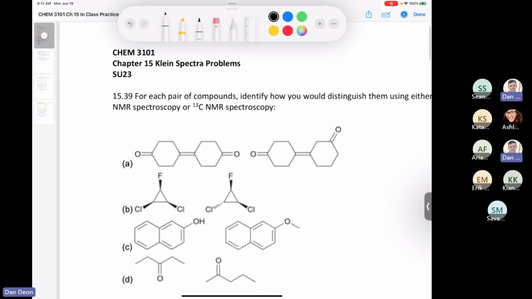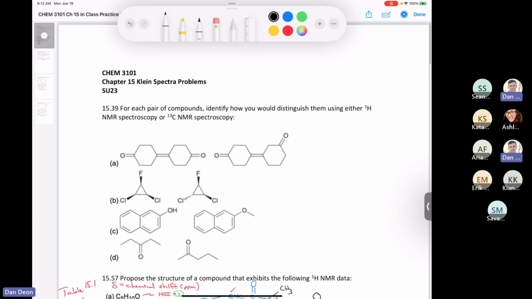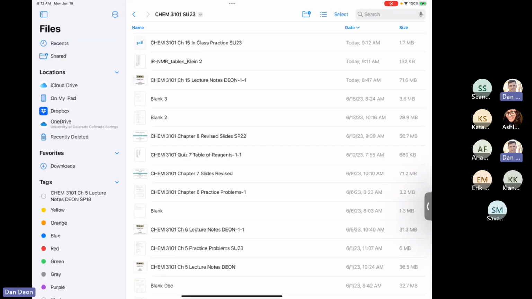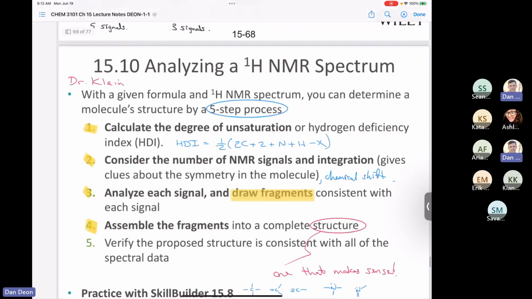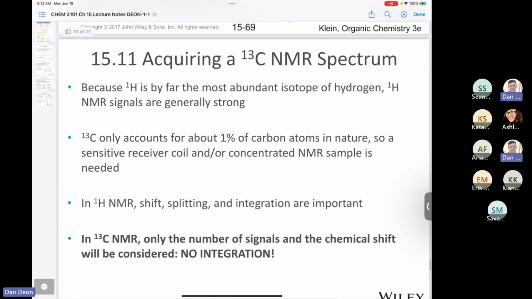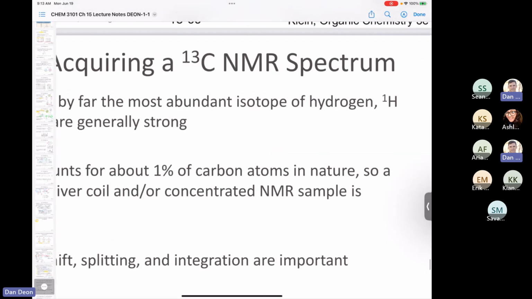But in order to tackle questions like 15.39, we still have to cover the topic of carbon-13 spectroscopy. So I'm going to go back to the slides, and we're going to talk about carbon-13. So we're finished with proton now, and we're getting into carbon-13. So I just want to remind you of one thing before I get really deep into carbon.